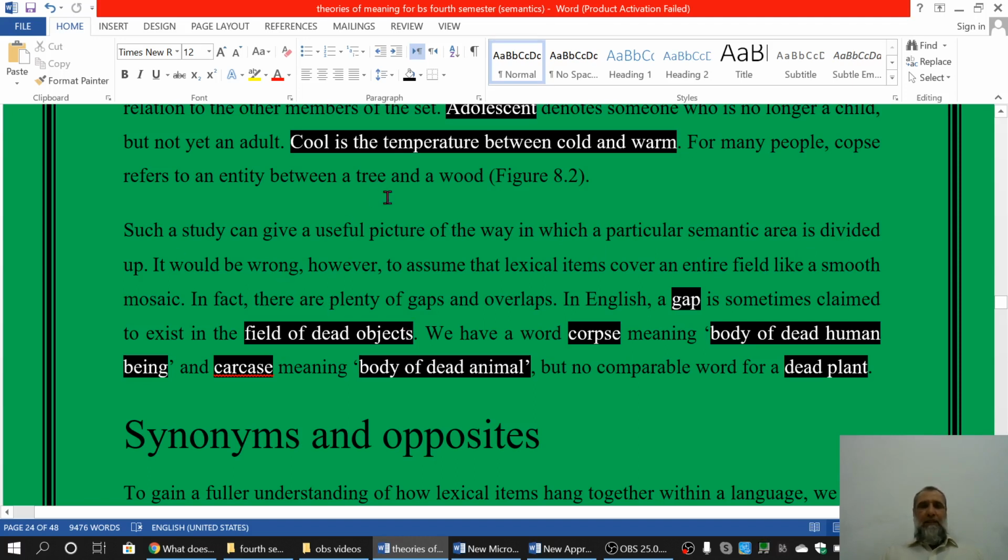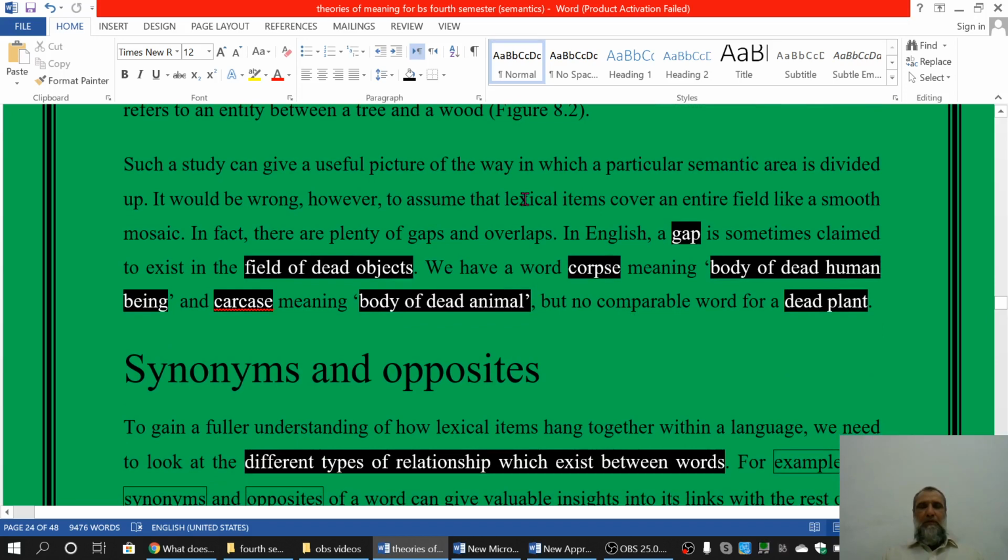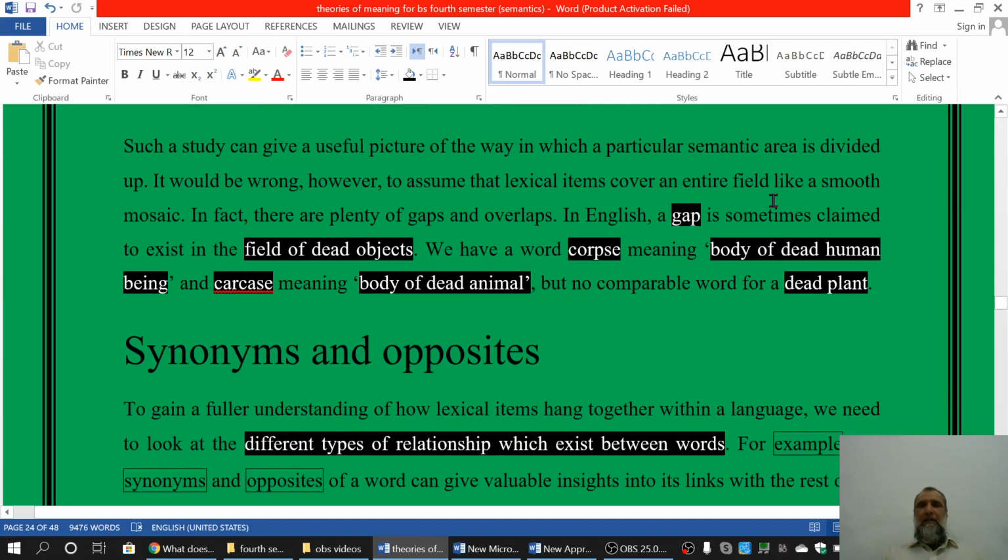तो ऐसी जो स्टडी है ये हमें मुफीद पिक्चर देता है उस अंदाज की जिसमें हम पर्टिकुलर सेमेंटिक एरिया को डिवाइड करते हैं. It would be wrong, however, to assume, ये फर्ज करना गलत होगा, that lexical items cover an entire field. पूरा फील्ड लेक्सिकल आइटम कवर नहीं कर सकता. Like a smooth mosaic, एक हमवार मोसैक की तरह. मोसैक दस्तकारी जो आप करते हैं, मुख्तलिफ चीज़ें एक जगह पे फिट करते हैं, इसको मोसैक कहते हैं. In fact, there are plenty of gaps and overlaps.